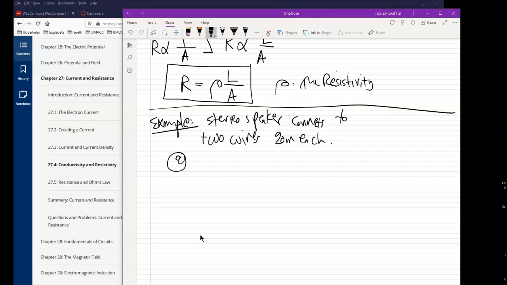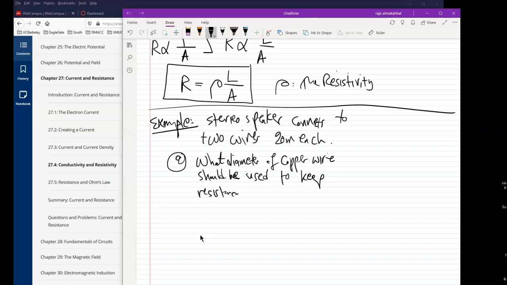Here, the first question: what diameter of copper wire should be used to keep the resistance below 0.1 ohm?